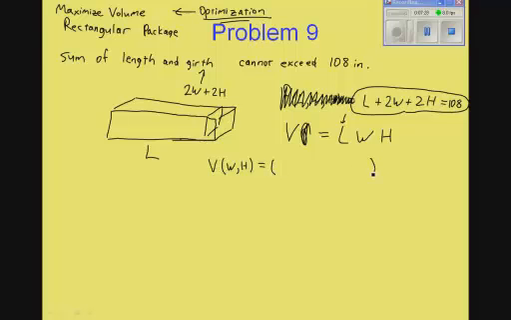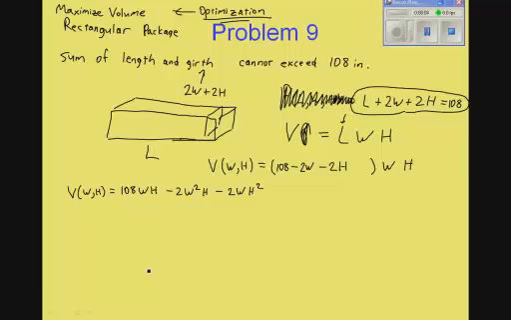So what am I going to put for L? Well, I'll put 108 minus 2W minus 2H. And then I have W and H here. Okay. So V of W and H is 108WH minus 2W squared H minus 2WH squared. Okay, what's the next step if I'm trying to maximize the volume?